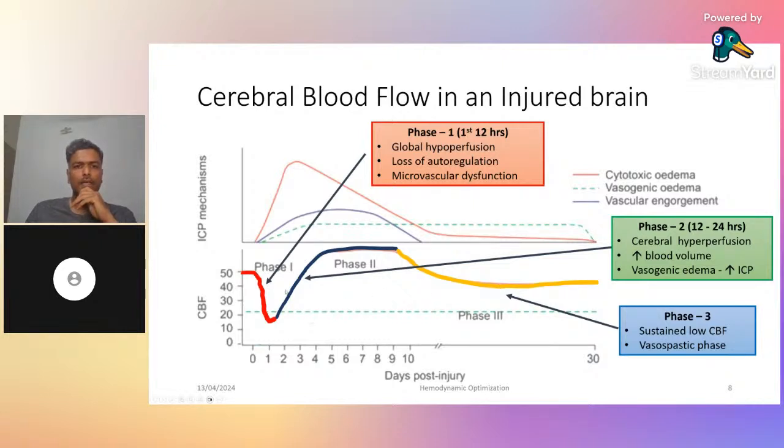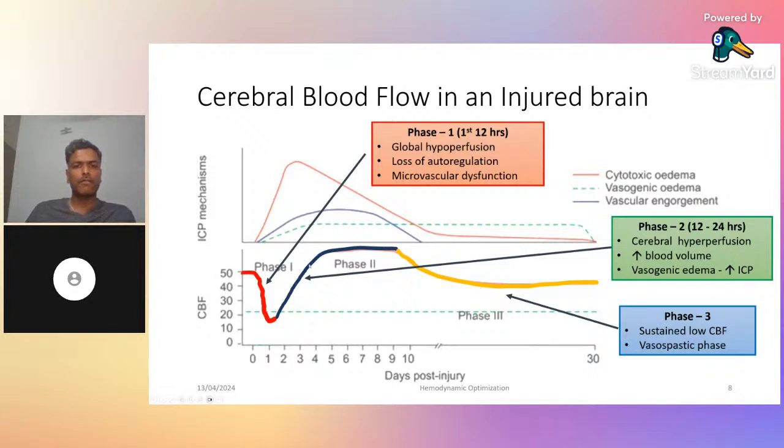So this is an example of a timeline. In the first 1 to 2 days, 48 hours, there's a phase of hypoperfusion where we have to maintain normal blood pressure, where there is loss of autoregulation and microvascular dysfunction. Here, maintaining a normal blood pressure would be the highest goal. Whereas in the second phase, there is a phase of hyperperfusion, where increased blood volume is commonly seen, and here keeping control of the hemodynamics would be the main goal. Followed by a third phase where there is vasospasm, where you would try to maintain normal perfusion.